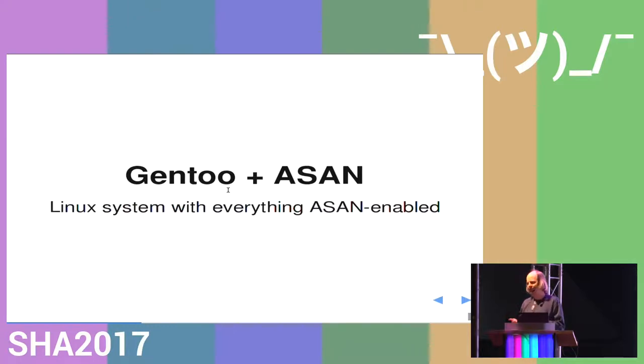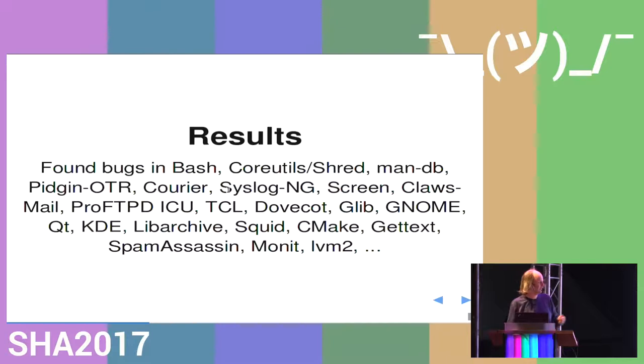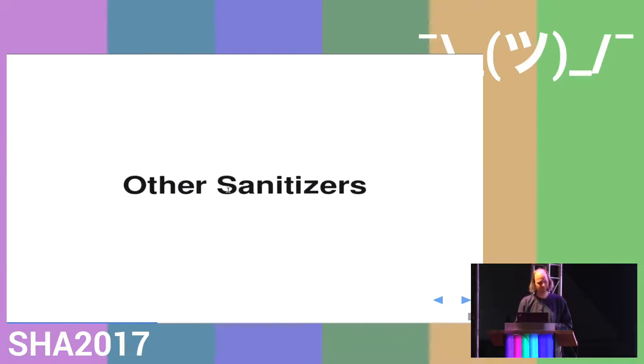You end up with a system that's very slow and needs a lot of RAM because address sanitizer has a huge memory footprint. But it works, and this is just a list of applications where I found bugs just by compiling them and running them with address sanitizer. At the beginning, I had to fix some of those bugs so that I was even able to use that system, because Bash was crashing all the time and it's not very usable. But eventually, a lot of bugs got fixed in a lot of important packages.